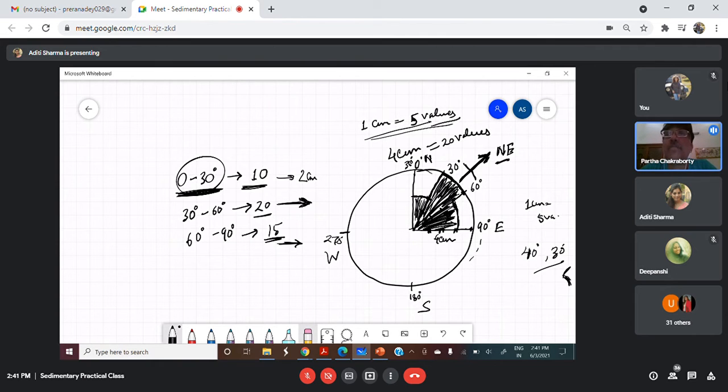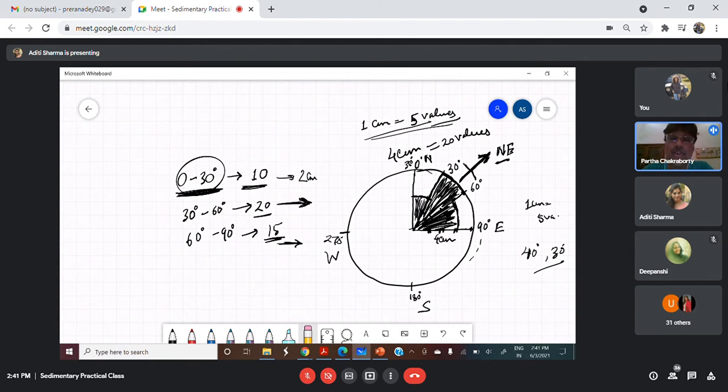If the data availability is low, then the class interval should be narrow. If the data availability is high, the class interval may be wider. And then accordingly, the frequency will come. Fine. Now, how the Rose diagram is to be drawn, she has already discussed.